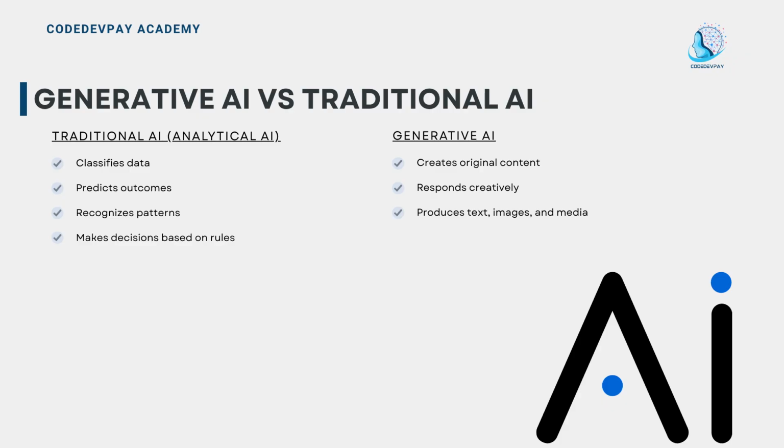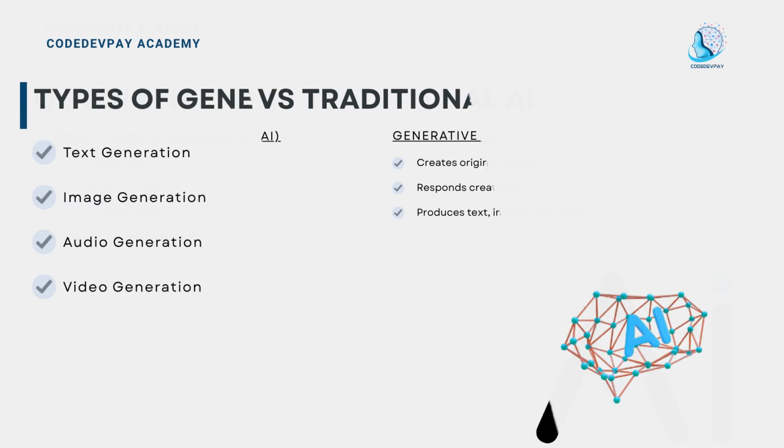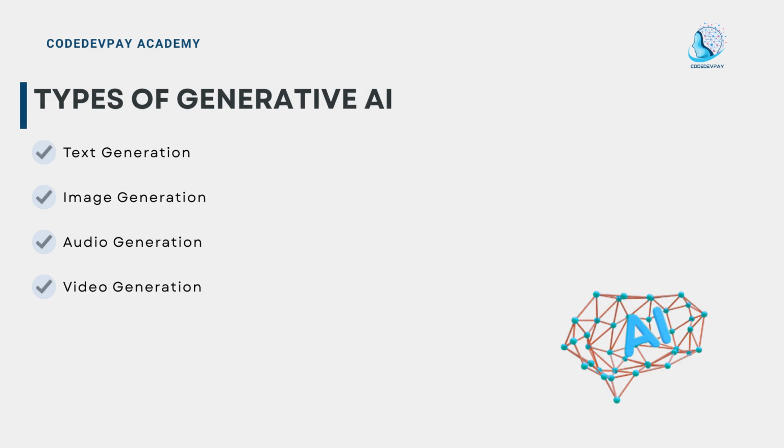So let's look at types of generative AI. We have text generation. This text generative AI can generate essays, emails, stories, reports, and code. Examples include ChatGPT, Gemini, Claude, and we can use it as a writing assistant for research and study and as customer support.